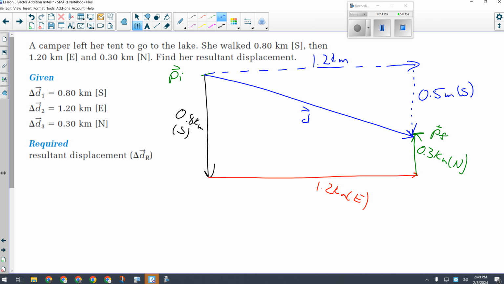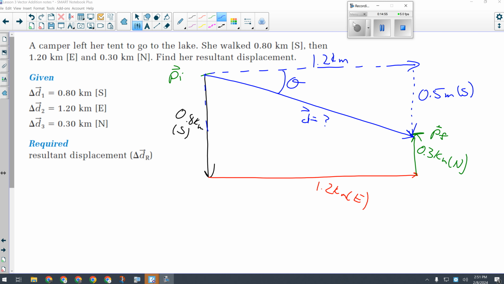Now, displacement's a vector quantity. So I don't just want to find out how big D is. I also want to find what direction D points. Now, if you drew this the other way, if you went like this, that's fine. You'll get the complementary angle to me. Okay, so let's walk through the rest of this and then I'll tell you why we do this question.